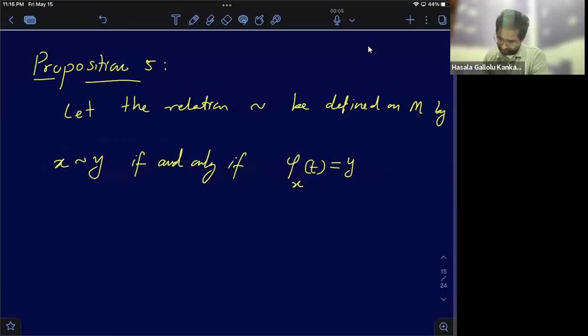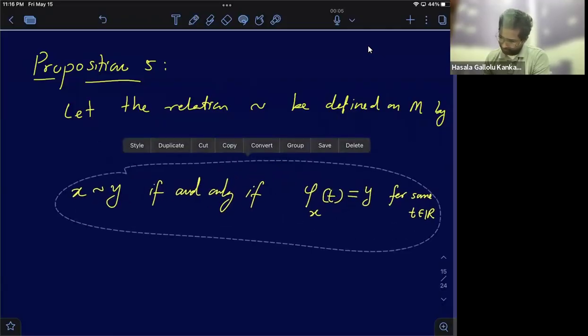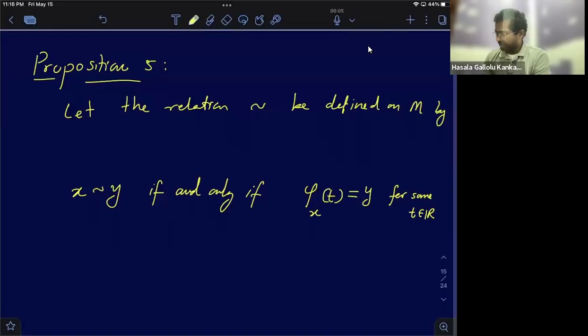Let's have a little bit of background. For some t belongs to R, let's make it a little more formal, right? By saying this relation is defined on M, for x, y sitting in M: X is related to Y if and only if phi x t is going to be y.